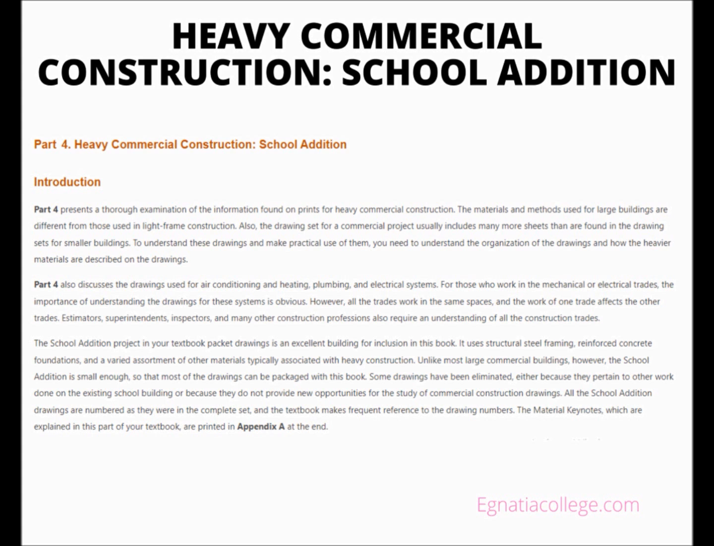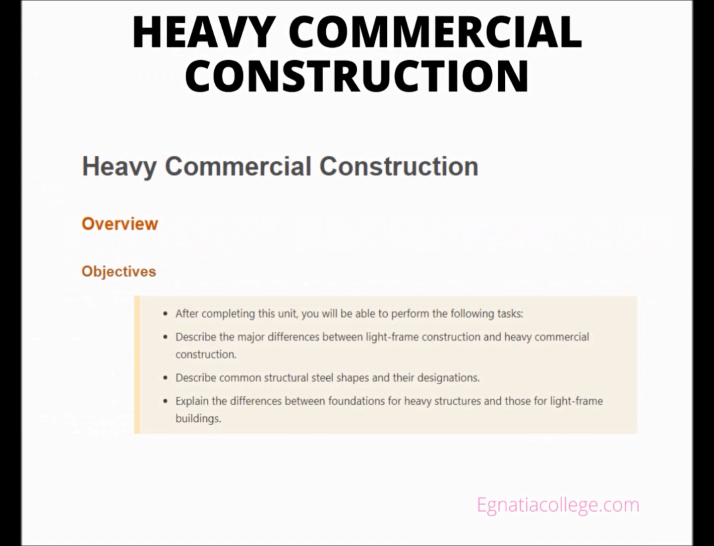All the School Edition drawings are numbered as they were in the complete set, and the textbook makes frequent reference to the drawing numbers. The material keynotes, which are explained in this part of your textbook, are printed in Appendix A at the end. Heavy Commercial Construction. After completing this unit, you will be able to perform the following tasks. Describe the major differences between light frame construction and heavy commercial construction. Describe common structural steel shapes and their designations. Explain the differences between foundations for heavy structures and those for light frame buildings.